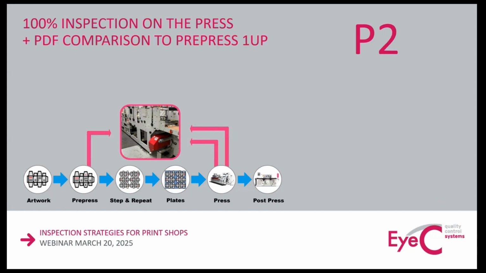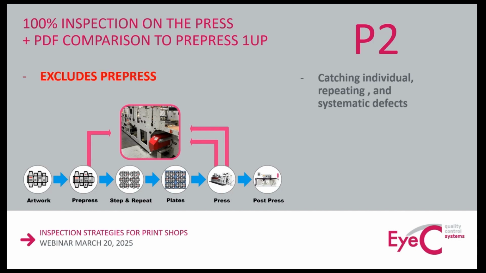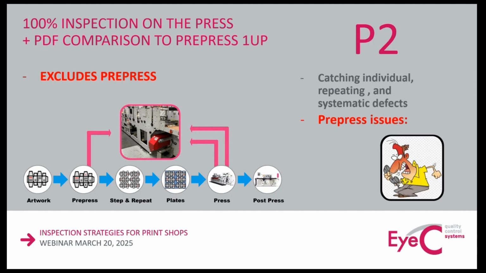So let's beef it up, forming proposal P2. Now, during Make Ready, we're comparing our golden image to the pre-press one-up PDF. Now we're catching systematic defects too. Yet this proposal still excludes pre-press, nothing happening over here. So when it comes to pre-press issues, we're still back to the customer doing the QA.